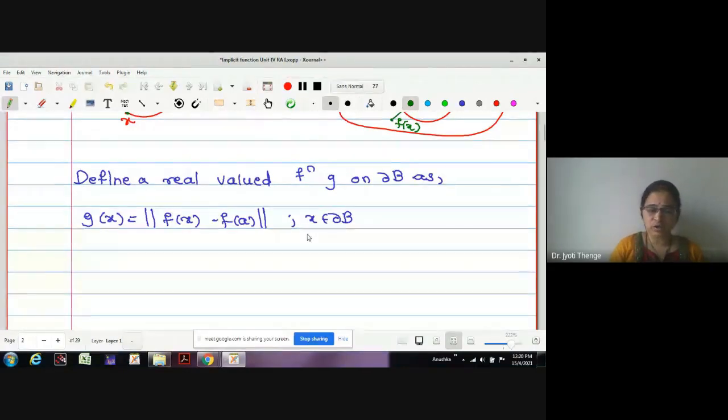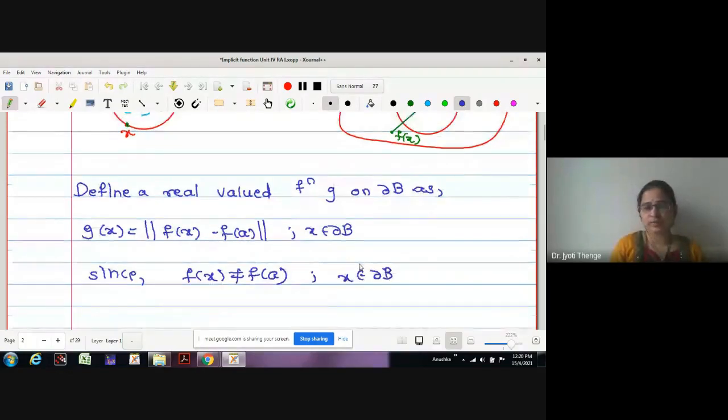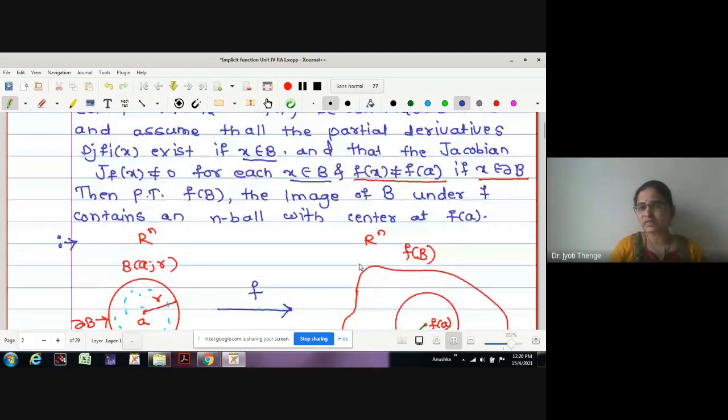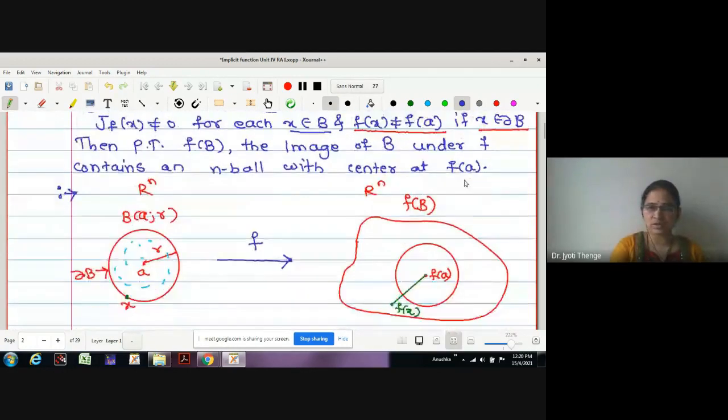Now we are going to claim that g of x is a positive number. Why is it positive? What is given? Let me use this condition: f of x is not equal to f of a for the points on the boundary.